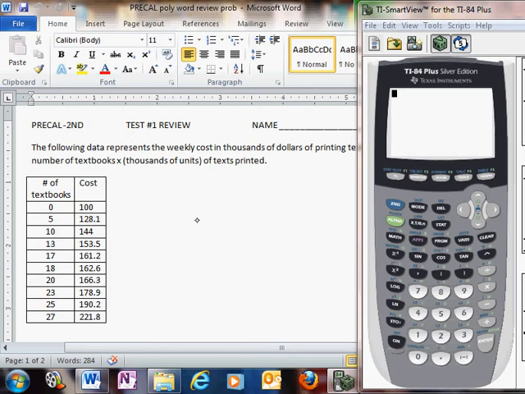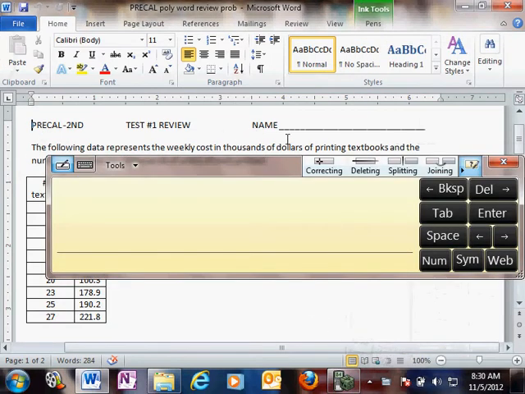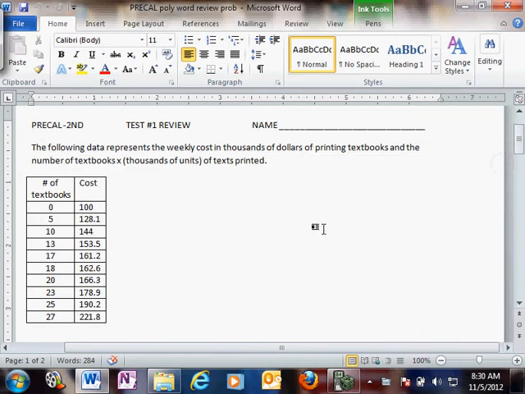Let's talk about polynomial regression for the second test review of the second 6 weeks. We have this data here, and it says, let me move this out of the way so I can see what it says. The following data represents the weekly cost in thousands of dollars of printing textbooks and the number of textbooks X in thousands of units of text printed.